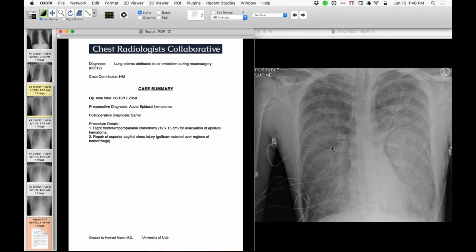I did find a note in which it was said that neurosurgery ascribes this to air embolism during the procedure. And certainly the florid lung edema is definitely consistent with that. I couldn't find any other note about that, but I think it's very plausible. Neurosurgery did decide that there was probably an episode of air embolism during this procedure. And this is pretty florid lung edema.